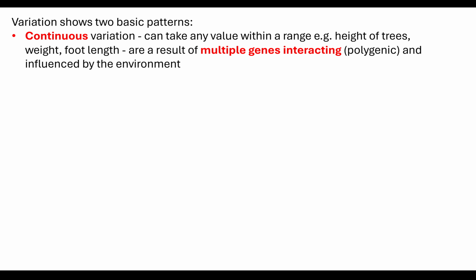So it may be that you have inherited genes that mean that you should grow really tall because your parents are really tall, but the diet that you have been exposed to means that you don't grow to that full capacity. So it's important to remember that the environment does normally influence when it comes to continuous data.